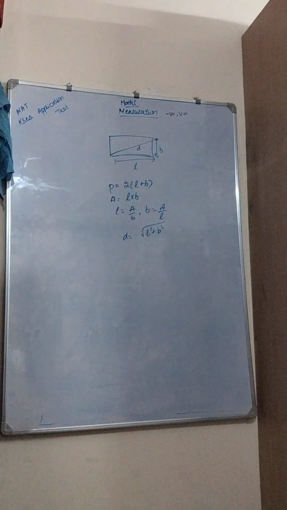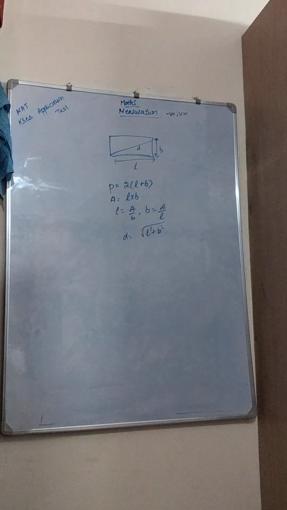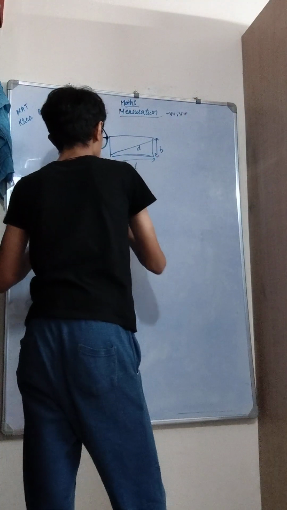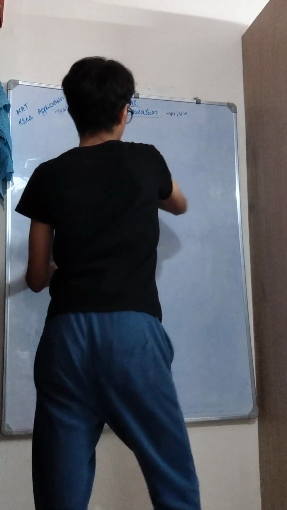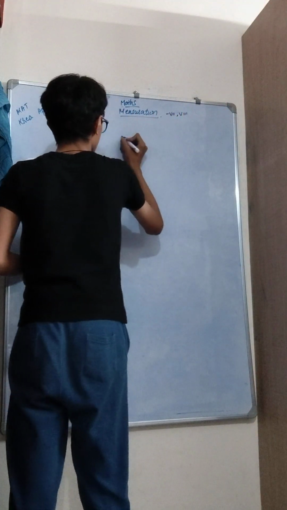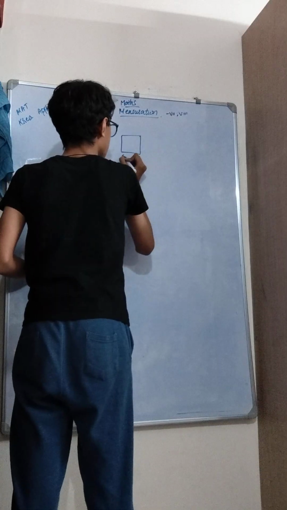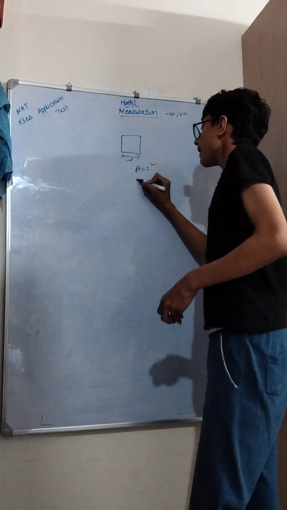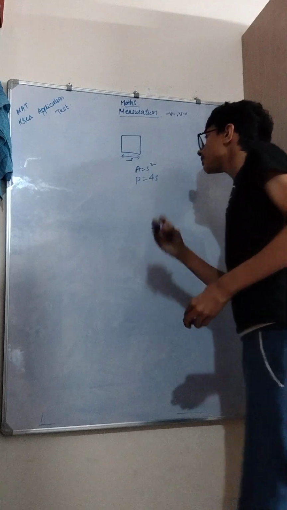Next one is area and perimeter of a square. I hope you note this down. So now this is a square. It has a uniform side length S. Then the area of the square is S square. The perimeter of the square is 4 into S.